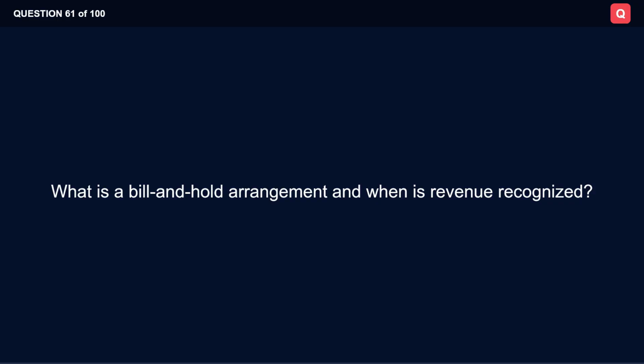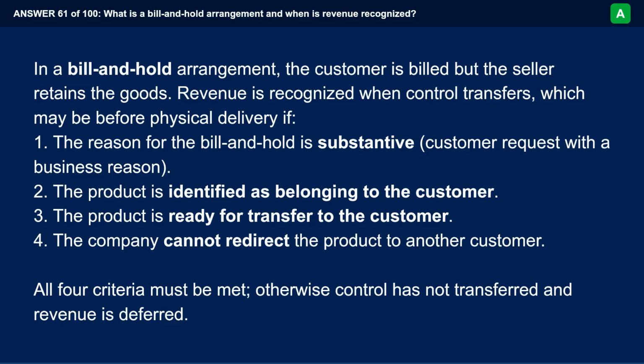What is a bill and hold arrangement, and when is revenue recognized? In a bill and hold arrangement, the customer is billed but the seller retains the goods. Revenue is recognized when control transfers, which may be before physical delivery, if: 1. The reason for the bill and hold is substantive, such as a customer request with a business reason.